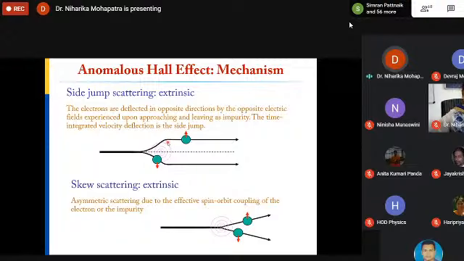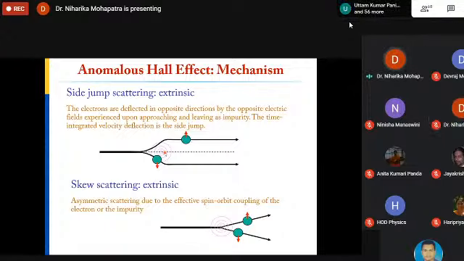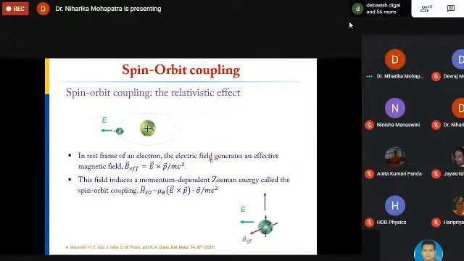In both cases, the initial condition is some impurity or some antisymmetric spin-orbit coupling that arises due to the transport electron. And in both cases, this creates some sort of potential gradient. So how do we understand this potential gradient? This potential gradient is the effective electric field, which the electrons see as a kind of magnetic field. That can be understood if we look at the spin-orbit coupling effect.